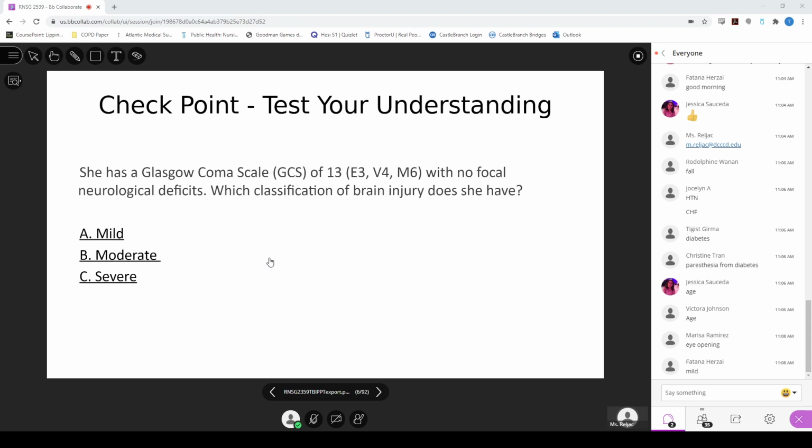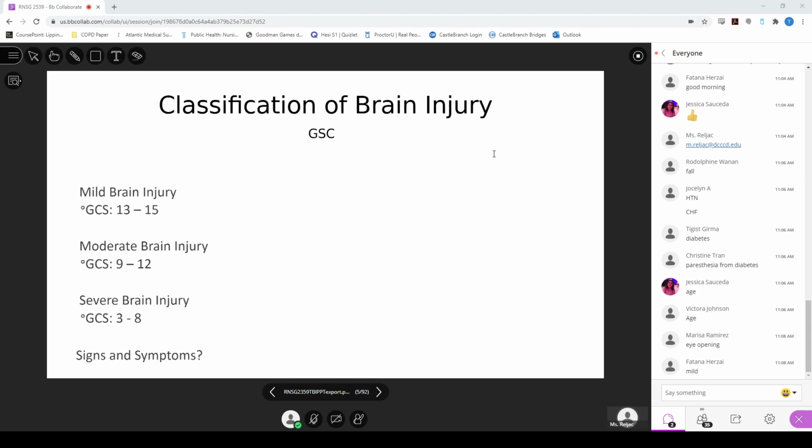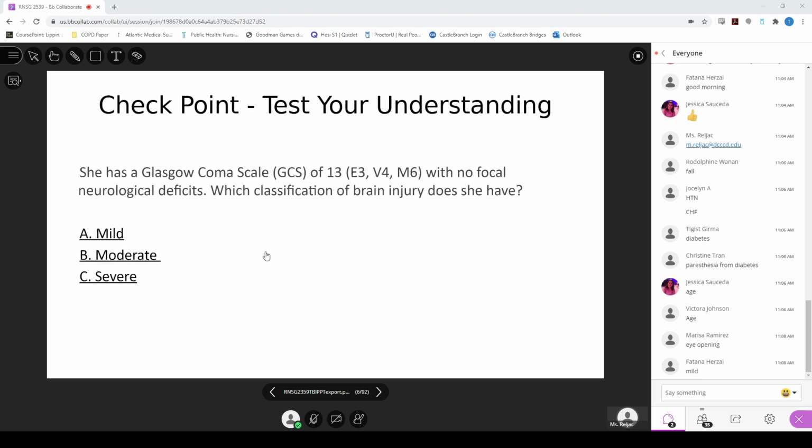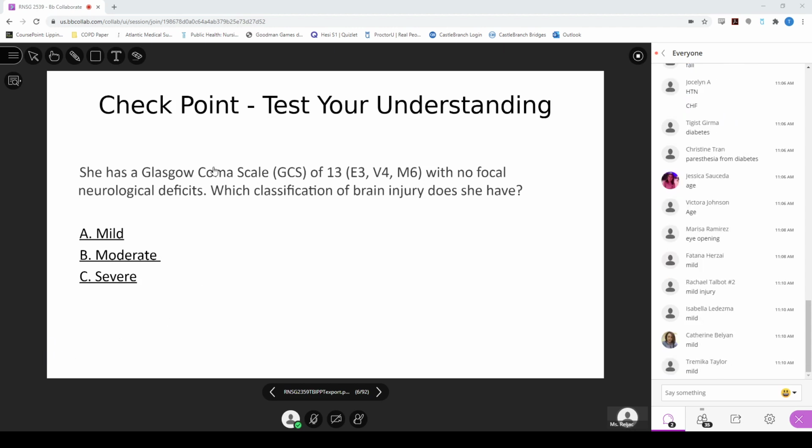So she has a Glasgow Coma scale of 13. She got a 3 for eyes. For movement, she got a 6, and for verbal, she got a 4. Sorry, with no focal nerve deficit. So, which classification of brain injury does she have? She has mild. Good.